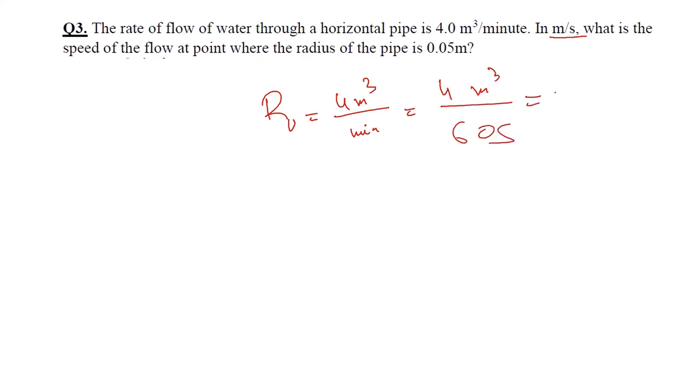And this volume flow rate is constant and is equal to the cross-sectional area multiplied by the velocity, or the speed of the fluid, a continuity equation. So I have 4 divided by 60 meter cube per second is equal to A. What is the cross-sectional area? The pipe has a radius of this, and of course the pipe is naturally cylindrical. So the cross-sectional area is pi r square, 0.05 square.